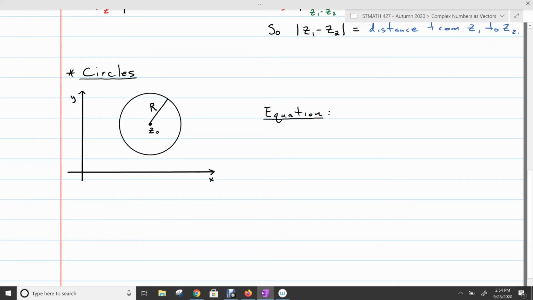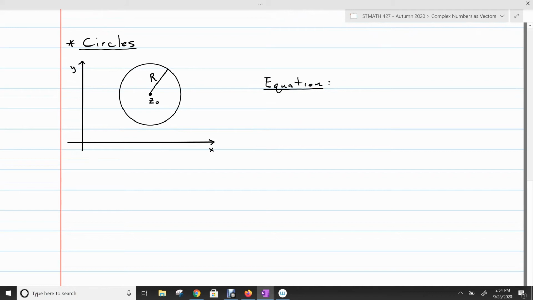I'm just going to give you one example of this here, the equation of a circle, because circles are kind of important. So I want an equation such that if an arbitrary complex number satisfies that equation, that means that arbitrary complex number was on the circle. So here's a circle that's centered at z0 with the radius r. If I have some arbitrary point here, let's just say z, on that circle, what equation must z satisfy?